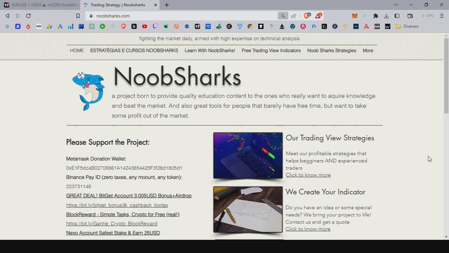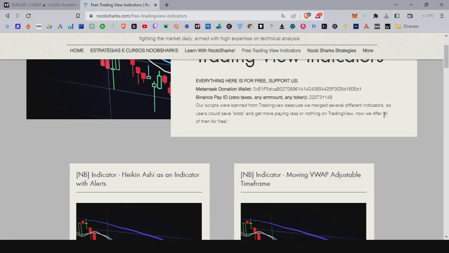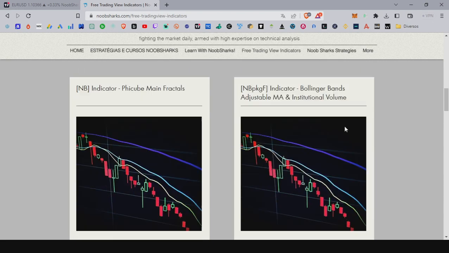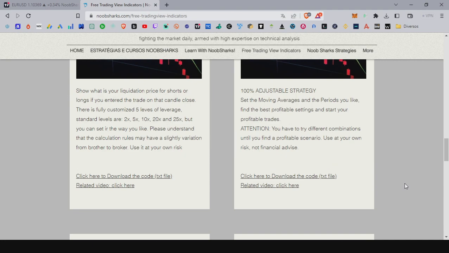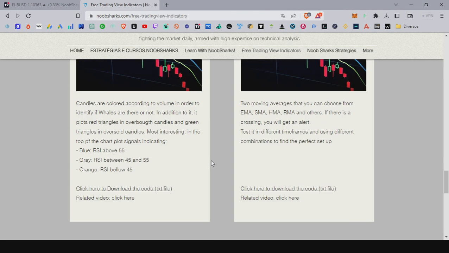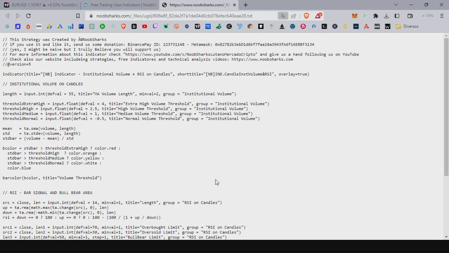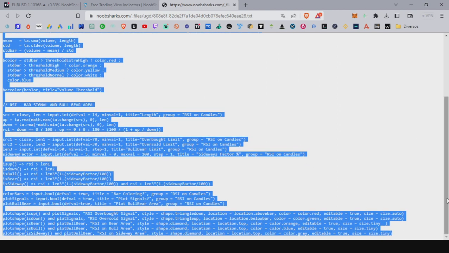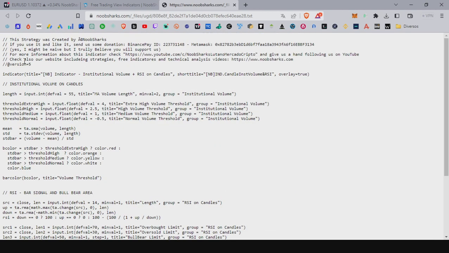But what's important for us at the moment? You have free TradingView indicators, and there are a lot of nice ones. Unfortunately, if you click here, the related video will probably be in Brazilian Portuguese, so I hope you don't mind, you have to use the closed captions. Let me see here. Triple liquidation levels, blah blah blah. Here, institutional volume plus RSI candle. So you click here, and you're gonna see a text file. You just copy it. There is a kind of remarks here.